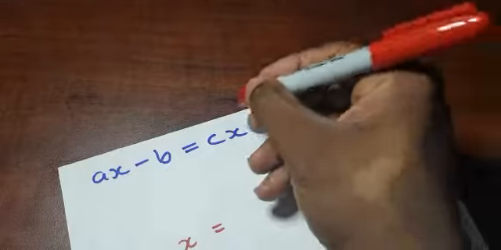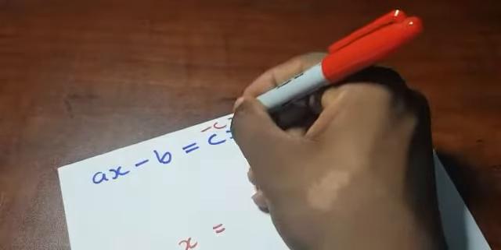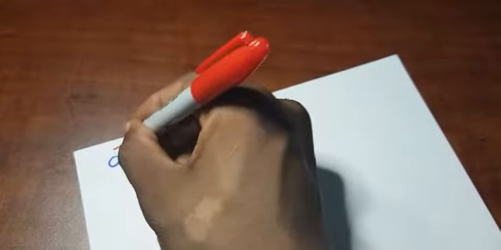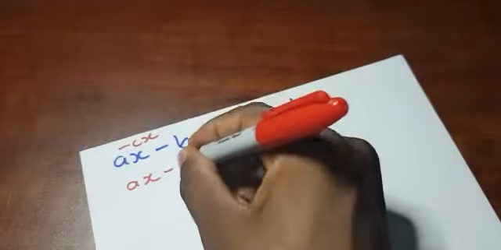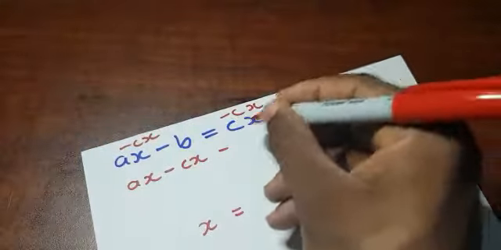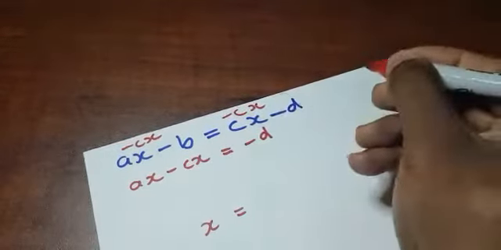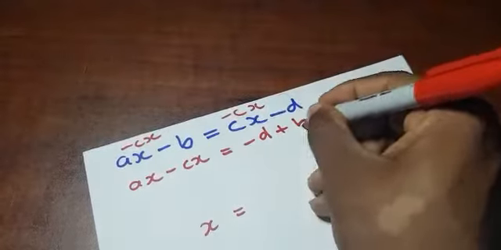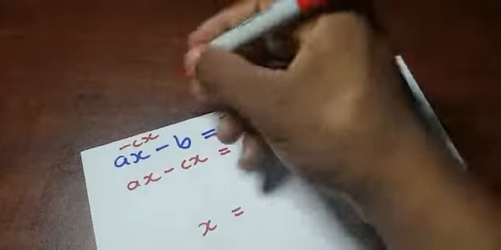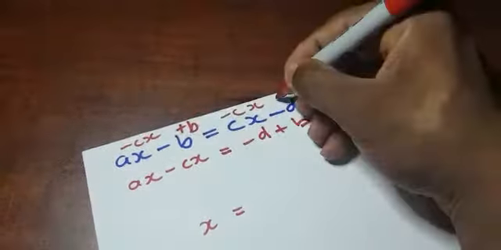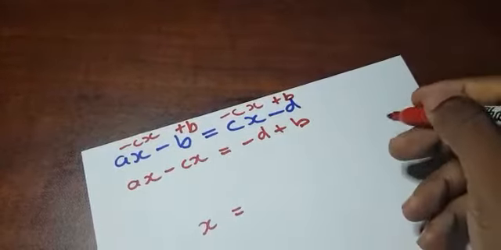To get the x's on one side, and I'm choosing the left side, I'm going to subtract cx from both sides. That results in ax minus cx is equal to, so I can write d plus b. What I just did there was to also add b to both sides. So this is the result.